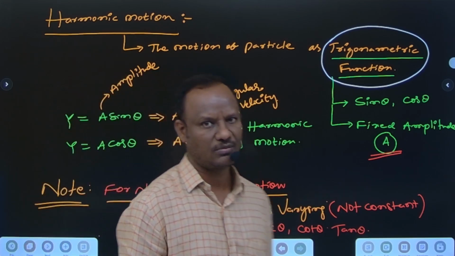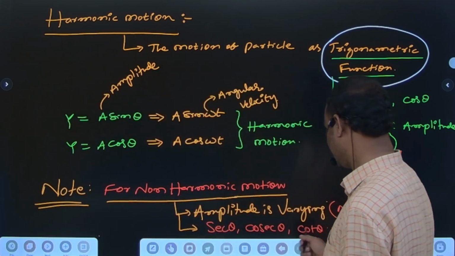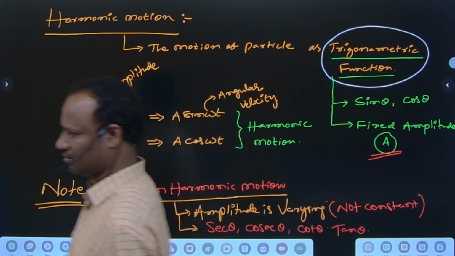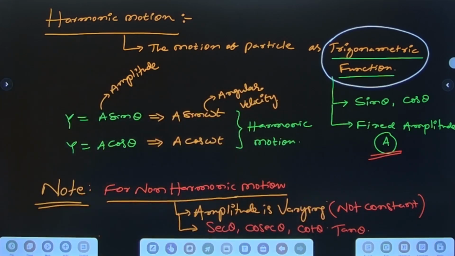In non-harmonic motion, amplitude does not remain constant. So it's varying. Not constant is the condition for this.